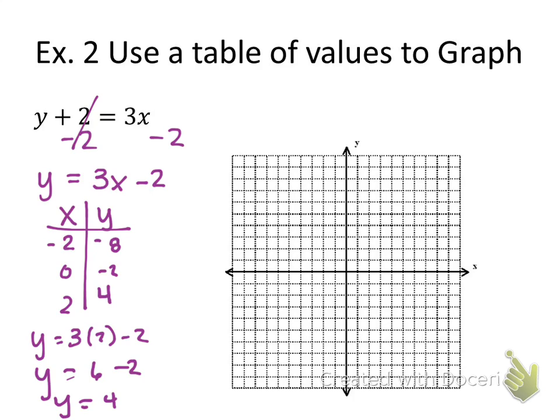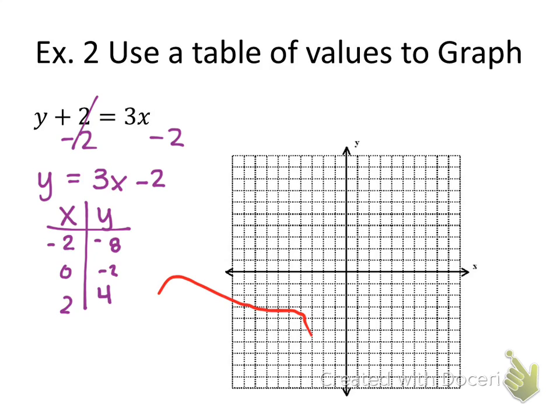So now I have my 3 ordered pairs and I'm going to use my coordinate plane right over here to graph them. I'm going to go ahead and write my numbers on my coordinate plane so I know exactly where I'm graphing each thing.